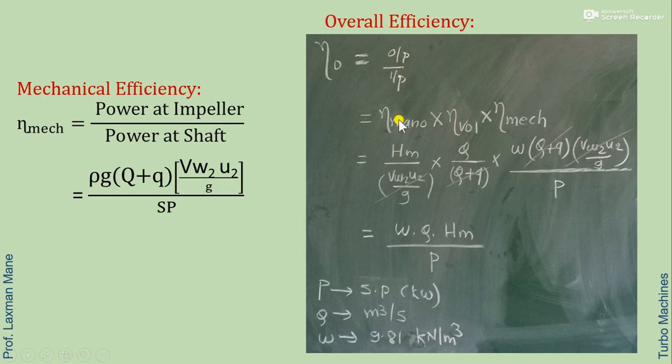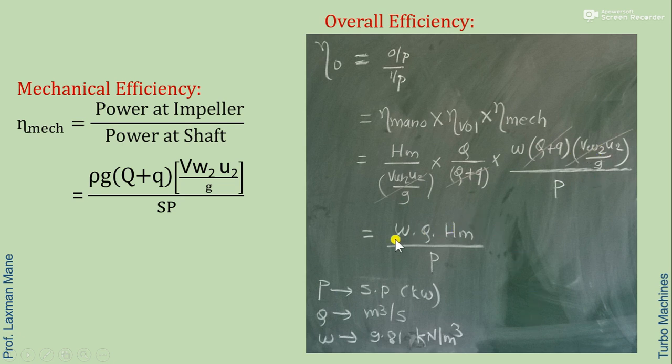So overall efficiency is what? Consideration of all efficiencies. So it can be given as the product of manometric efficiency, volumetric efficiency and mechanical efficiency. Now writing the formula for each one: manometric efficiency formula, volumetric efficiency formula and mechanical efficiency formula. In this you can cancel the common terms. So Q plus q gets cancelled. This VW₂U₂ upon g in numerator and denominator gets cancelled.